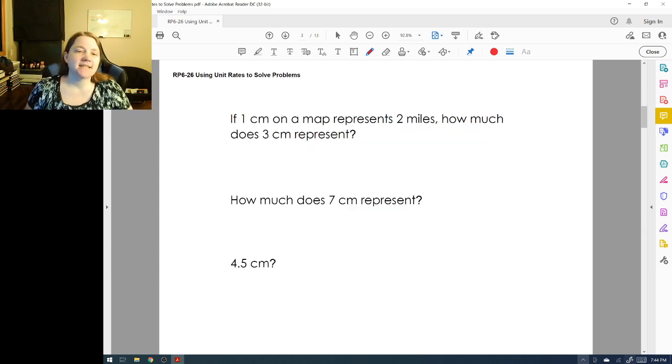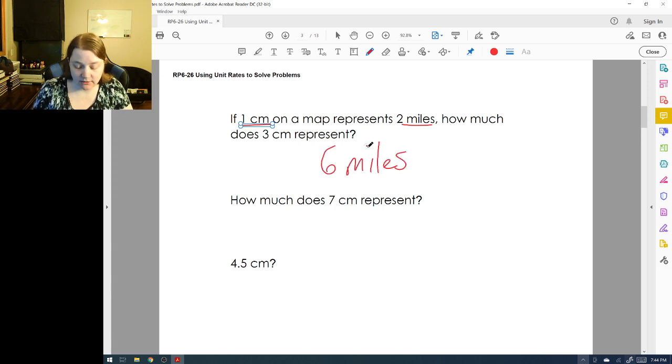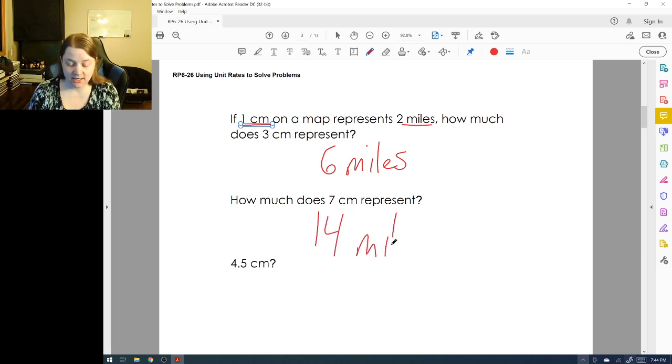So if 1 centimeter on a map represents 2 miles, how much do 3 centimeters represent? What about 7 centimeters? What about 4.5 centimeters? Well, if we know that 1 centimeter is 2 miles, if we go from 1 centimeter to 3 centimeters, I'm going to multiply times 3. So I'm going to multiply 2 times 3 to get 6 miles. If I want to know how much 7 centimeters represents, I'm going to multiply 7 centimeters times 2. That would be 14 miles.